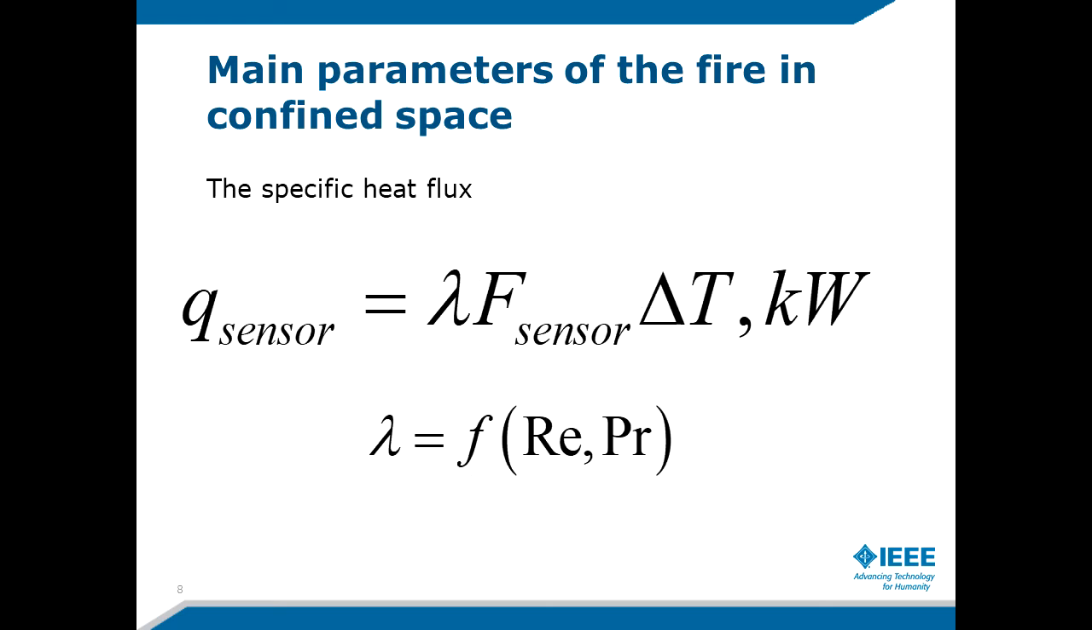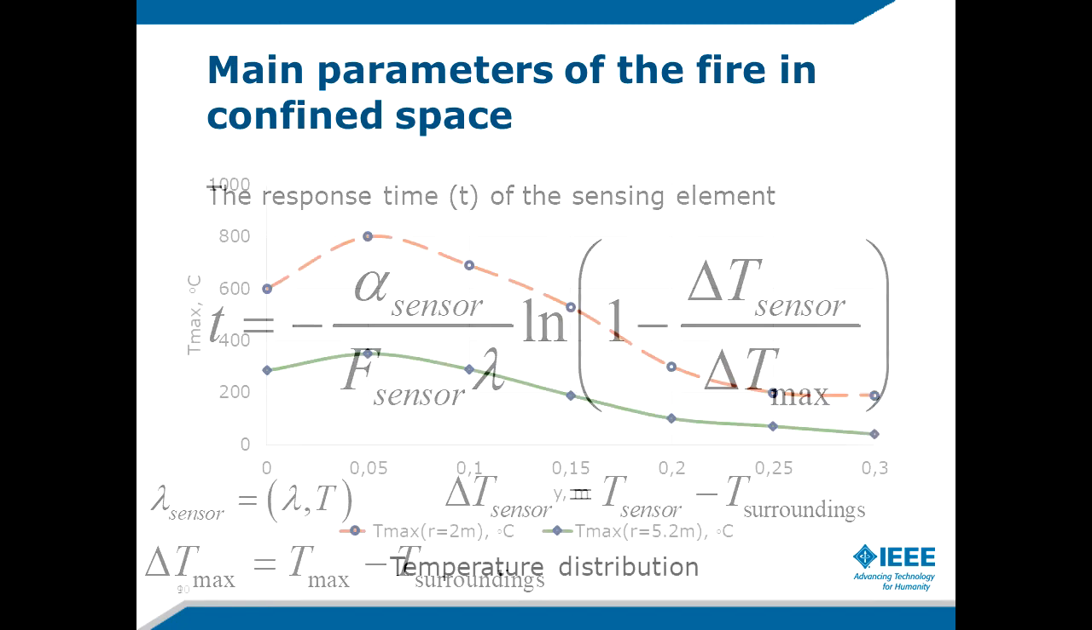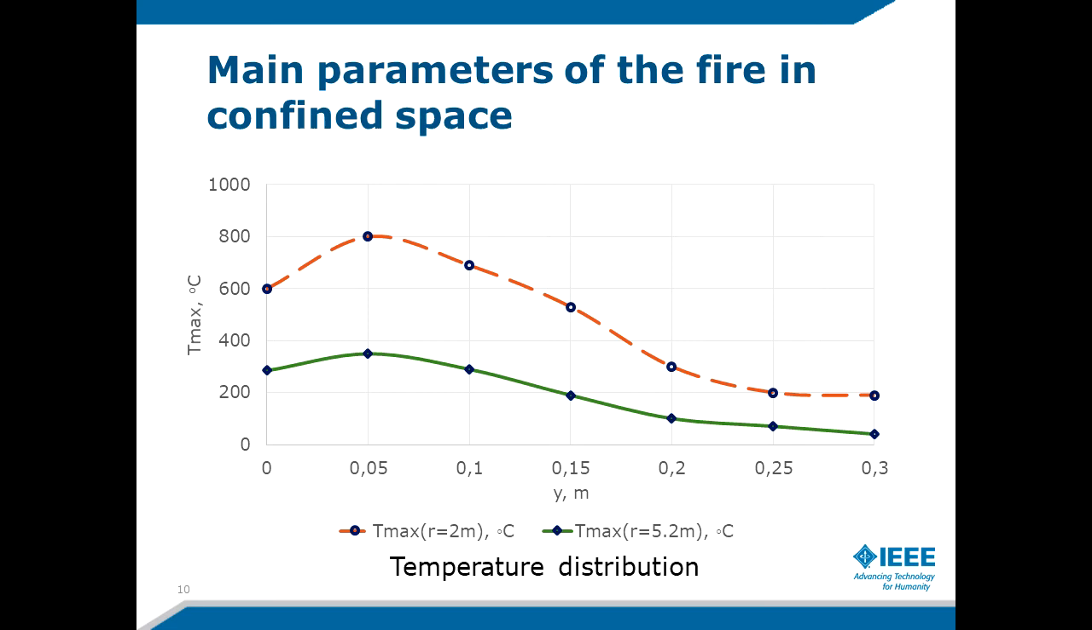The specific heat flux is determined by the expression where lambda is the heat transfer coefficient. The response time of the sensing element is determined by the expression where alpha sensor is the heat absorption coefficient of the sensing element. The graphic shows how the maximum temperature changes in height for two different distances away from the jet axis.